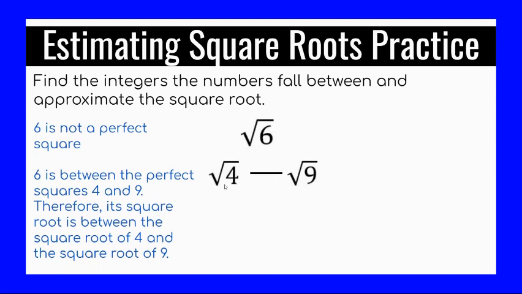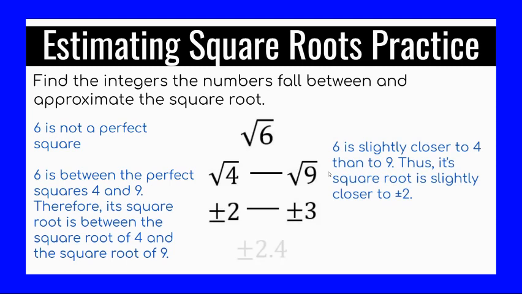4 is a perfect square because the square root of 4 is plus or minus 2. And 9 is a perfect square because the square root of 9 is plus or minus 3. So I know that the answer to the square root of 6 has to fall between plus or minus 2 and plus or minus 3. If I type the square root of 6 into the calculator, how you type a square root sign into the calculator is you're going to press second, which is the blue button, and then the x squared button, second x squared, and you should get the radical sign.